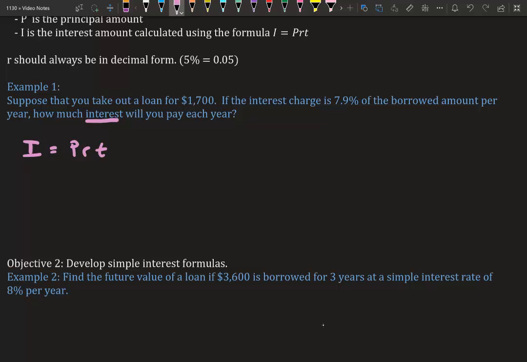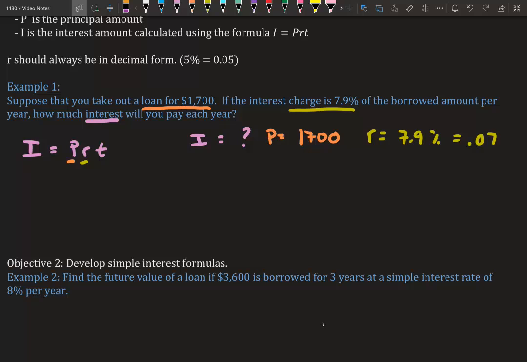Since we're trying to find interest, the interest that we're paying every year, we don't know it. Our P is how much money was put out as a loan, or how much did we put down, how much did we invest. So we took out a loan for $1,700. And then our R is our interest rate. So the rate was 7.9%. 7.9% is actually 0.079. And our T is how long are we doing this for? We're doing this for a year. So our T is 1.